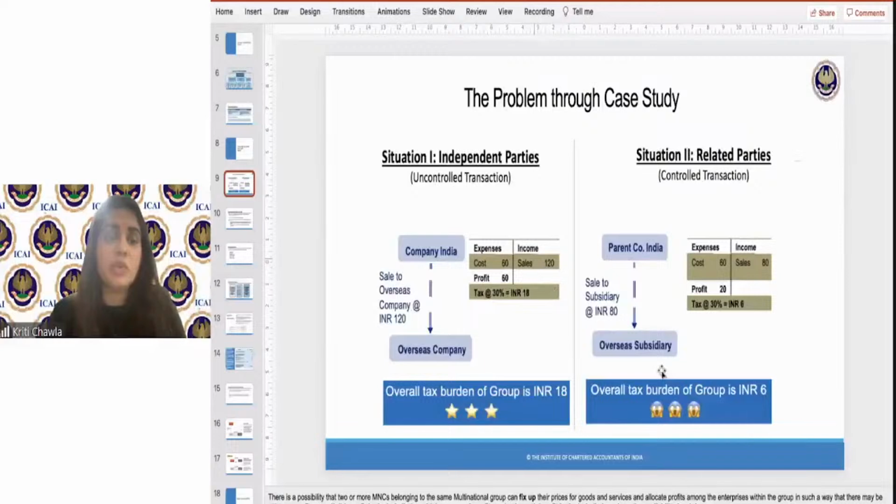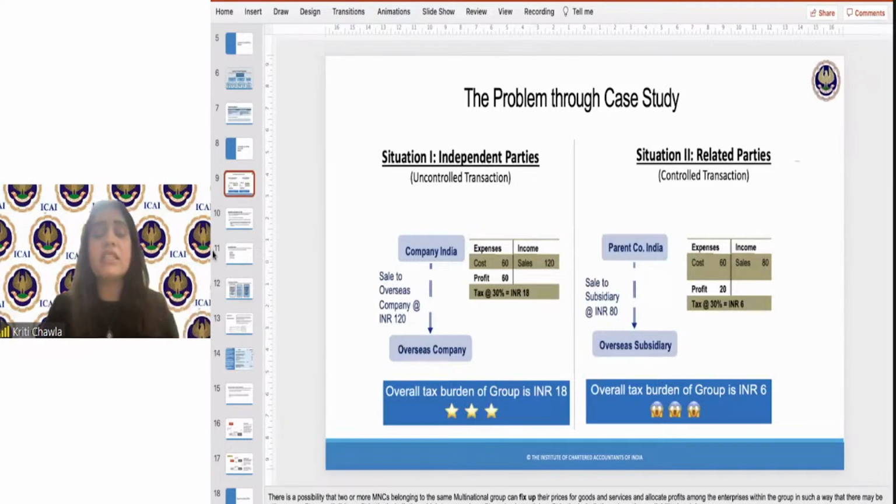So in this particular situation, if we were applying CUP, then 80 is obviously not the ALP. The ALP in this situation would have been 120. And how 120? Well, that is because we have applied the CUP method, and the CUP method says that look for an uncontrolled transaction given the fact that this is comparable. So you'll have to make sure that these two are comparable to each other, and then ALP would have been 120 in this particular situation also.